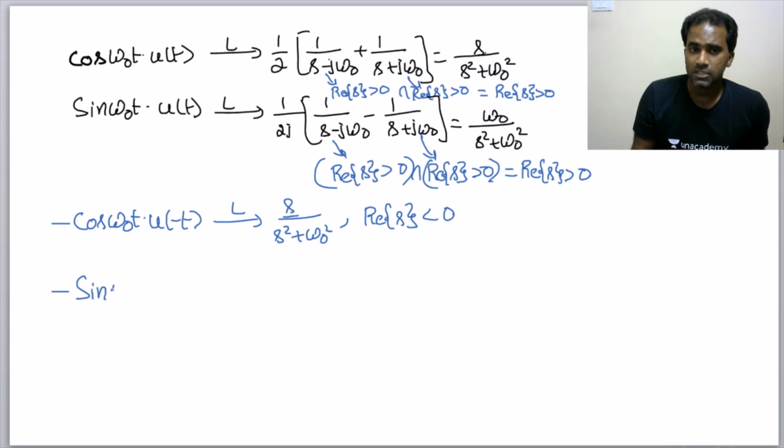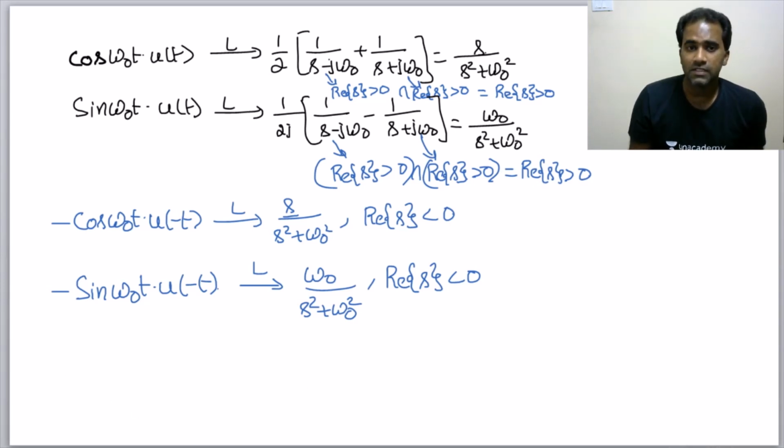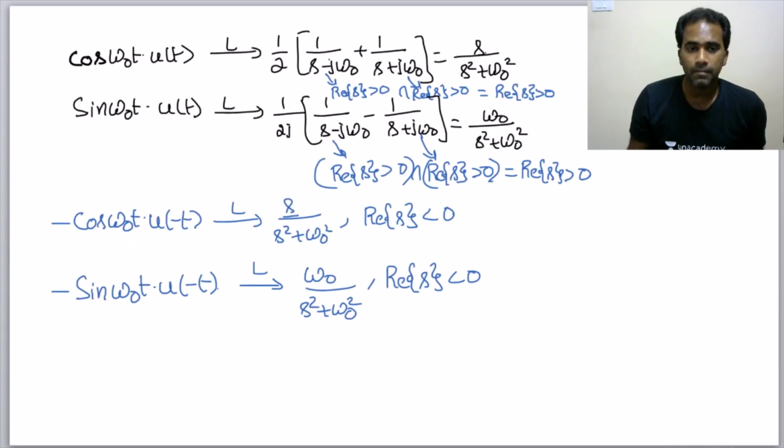Similarly, how about the Laplace transform of minus sin omega naught t into u of minus t? The Laplace transform is the same as that of sin omega naught t into u of t, which is omega naught by s square plus omega naught square. The ROC is real part of s less than 0. Earlier it was real part of s greater than 0. Fine. So that is the discussion of this question and the properties corresponding to it.